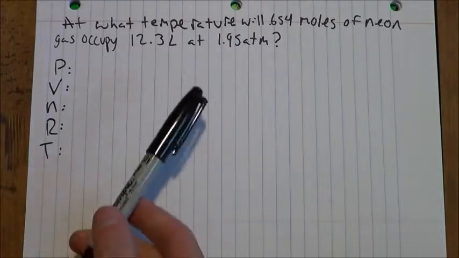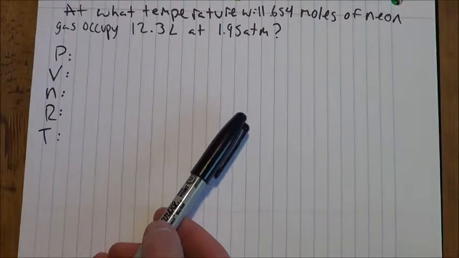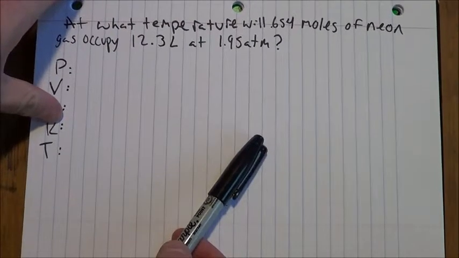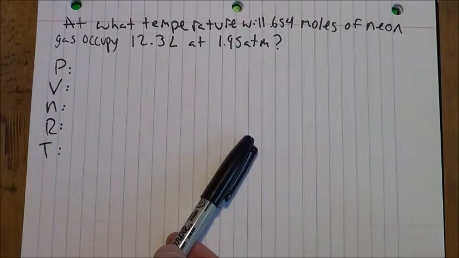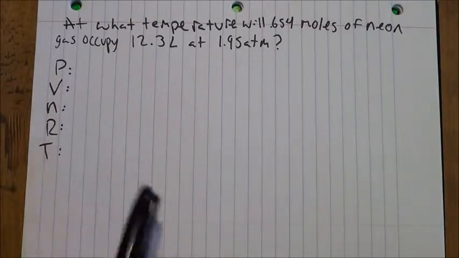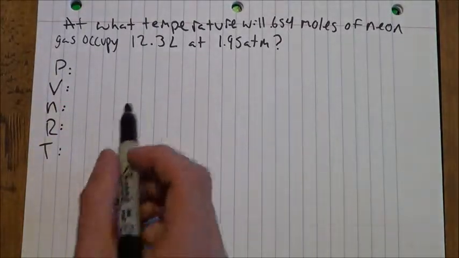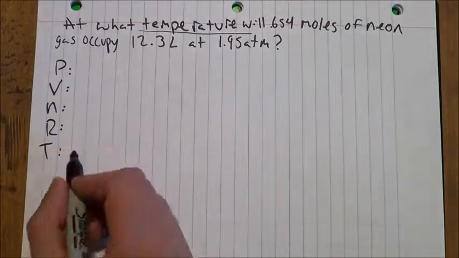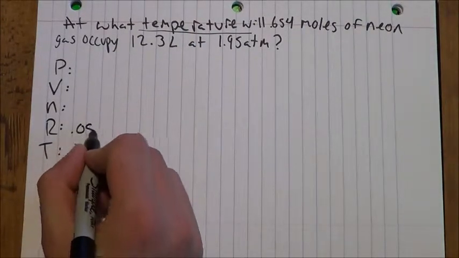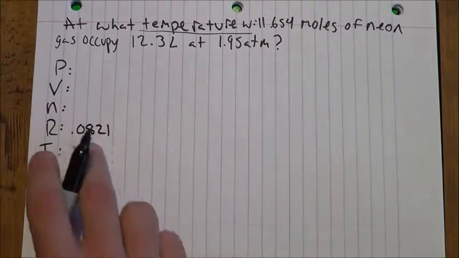Alright, now here's our next problem. At what temperature will 0.654 moles of neon gas occupy 12.3 liters at 1.95 atm? The first thing we're going to do is say what our variables are. We immediately know that we're looking for temperature, so we can write our x right there. R, we know immediately, 0.0821, because that's our gas constant.